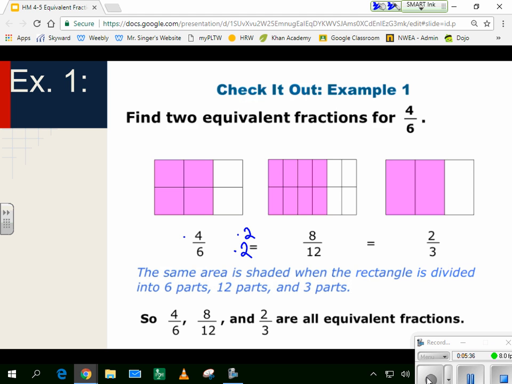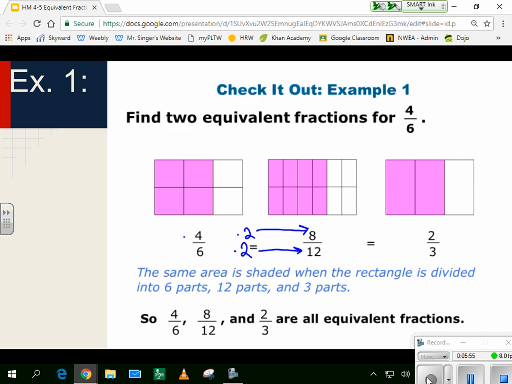So what does 4 times 2 give me? It gives me 8. And what does 6 times 2 give me? It gives me 12. So one easy way to make an equivalent fraction is to multiply the numerator and denominator by the same value. The other way that you can do this is to divide.